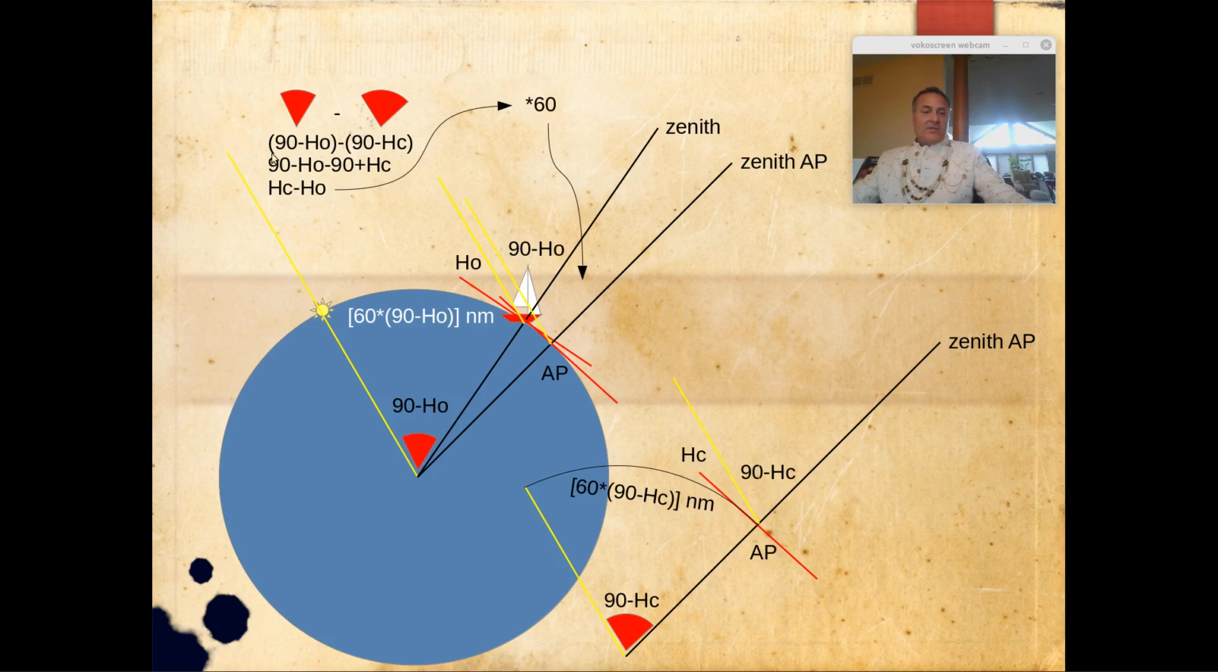Here I show that HC minus HO is some number of degrees. You multiply it by 60 to convert it into arc minutes instead of degrees. And an arc minute at the center of the Earth here is a nautical mile at the surface, as we discovered in our first lecture. We have Eratosthenes to thank for that little insight.